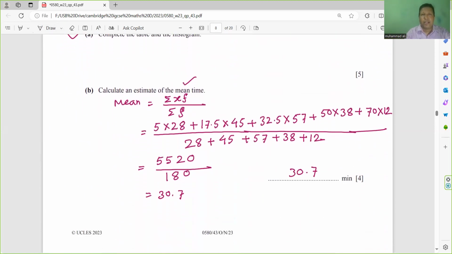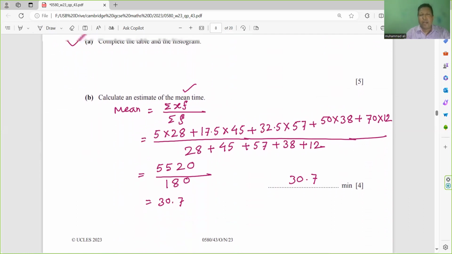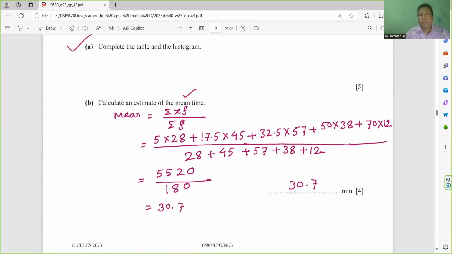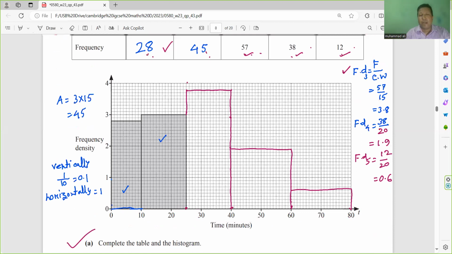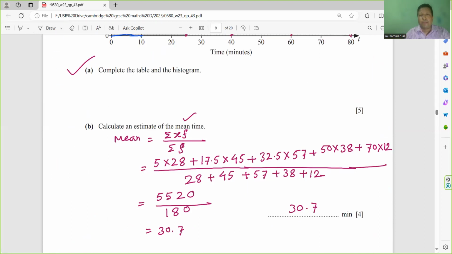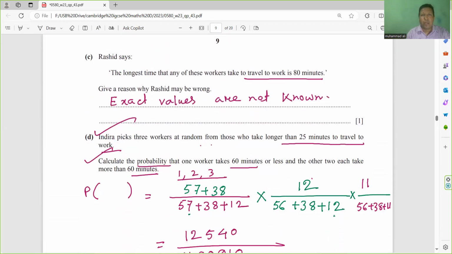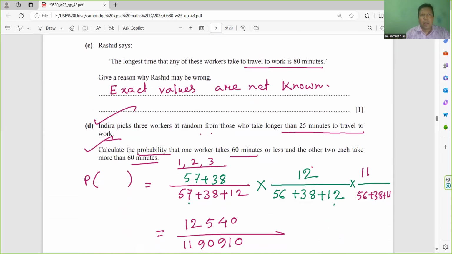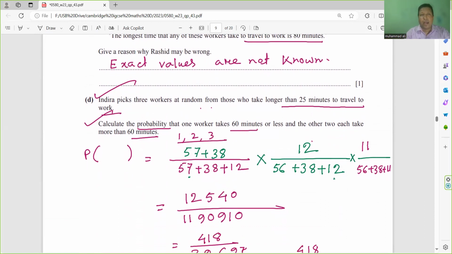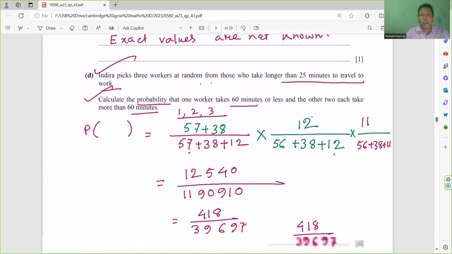After that, we find the mean. If there is an interval, we find the midpoint of this time interval, and we use the formula summation xf divided by f. In this way, we get the mean time. And number C, give a reason why Rashid may be wrong. Exact values are not known. That's why he is wrong. And finally, we find the probability maths.